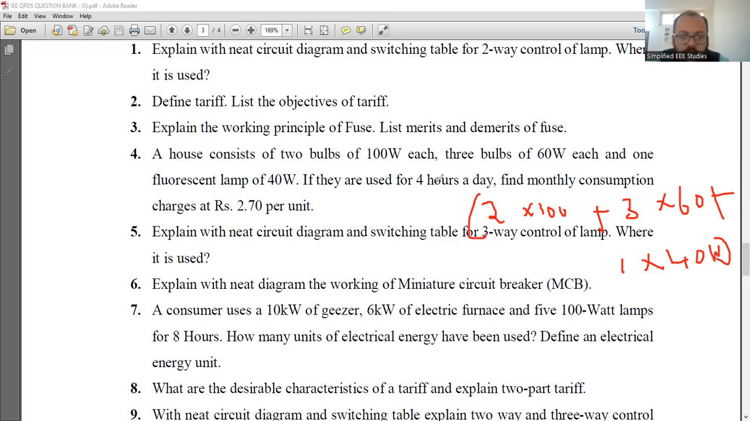And if they are using it for 4 hours, find the monthly consumption. So 4 hours, okay, we are using it for 4 hours. How many days in a month? 30 days. 30 days in a month. So what is the per unit cost?